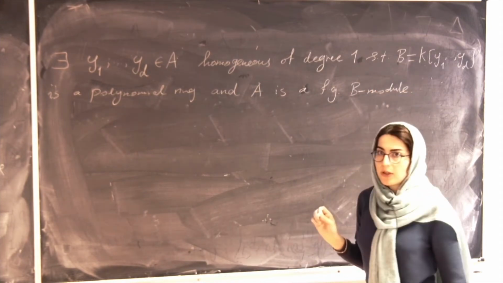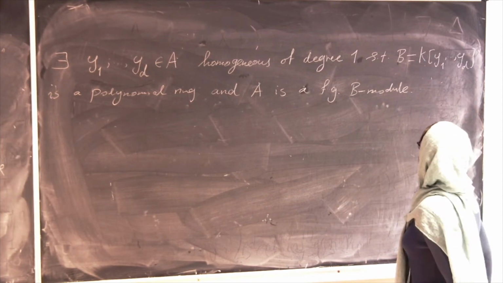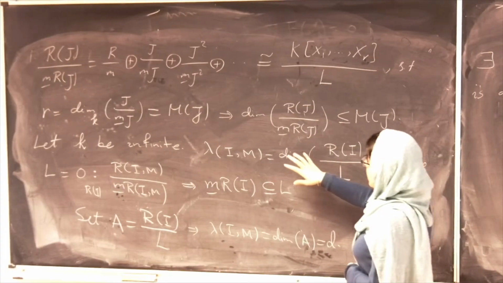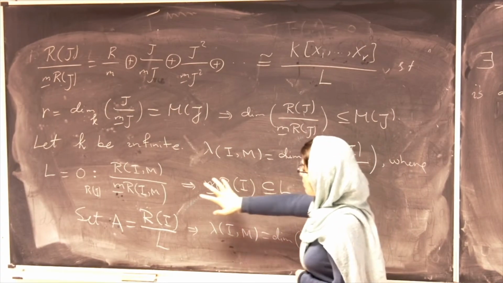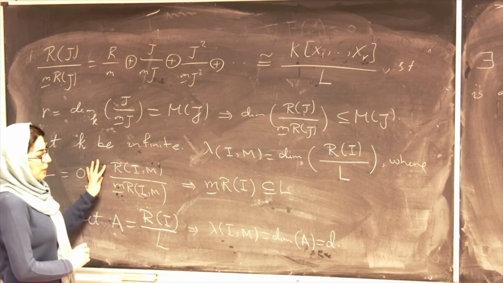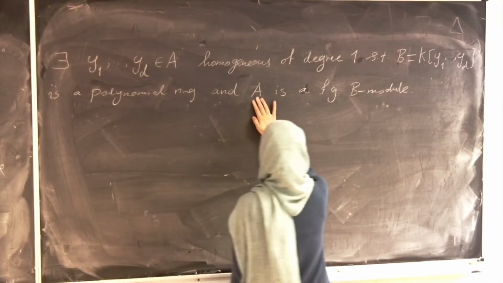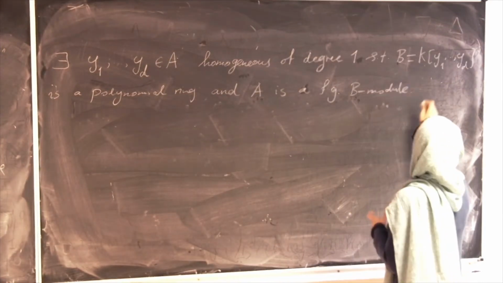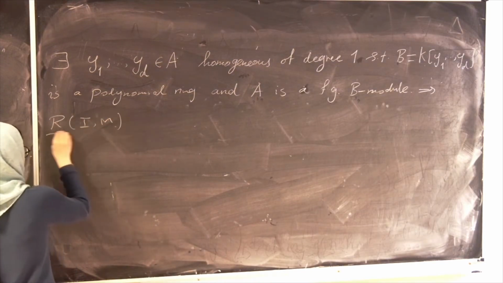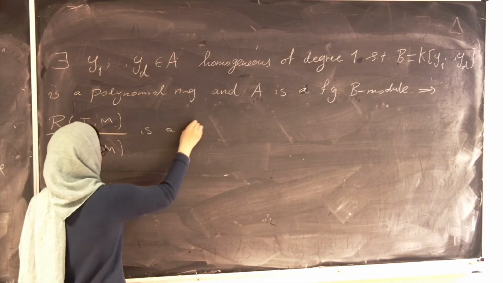So here I just apply Noether normalization theorem. Because I know that this module is finitely generated over A, and here I have A is finitely generated as a B-module, I will get that R_I(M) is in fact a finitely generated B-module.